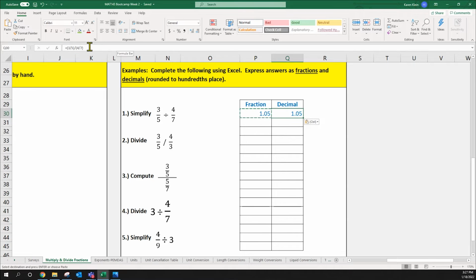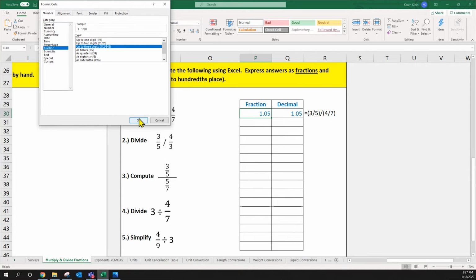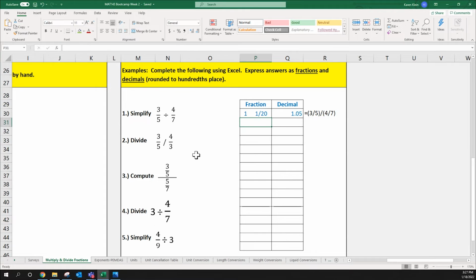So you'll see that up here, this is called a formula bar. You'll see the content of that is sitting inside. That is the content inside of that cell. I want to turn this into a fraction. So I can do so by doing my fraction here. We get 1 and 1/20. And if you recall, that is one of those that was 21 over 20. So that looks good. We have 3/5 divided by 4/3.